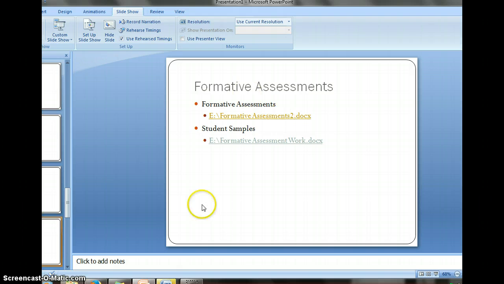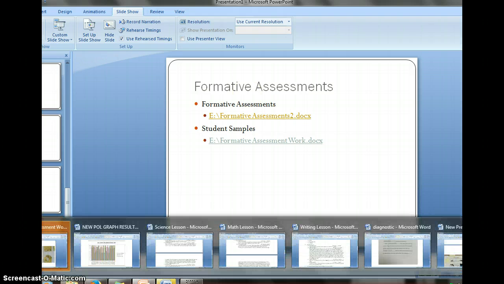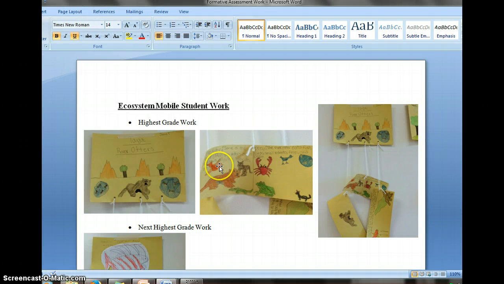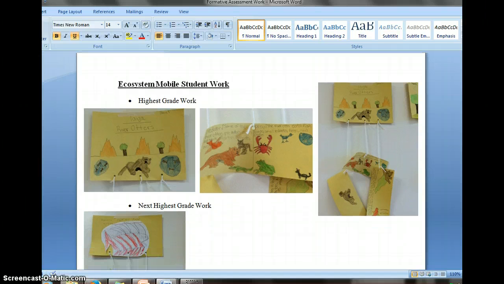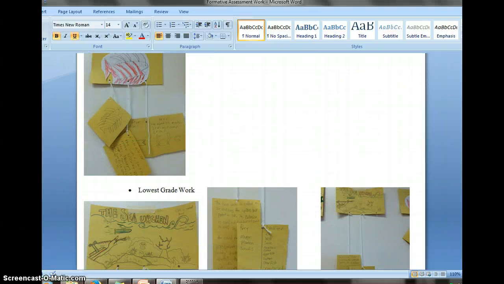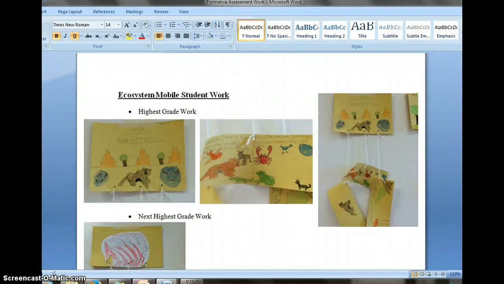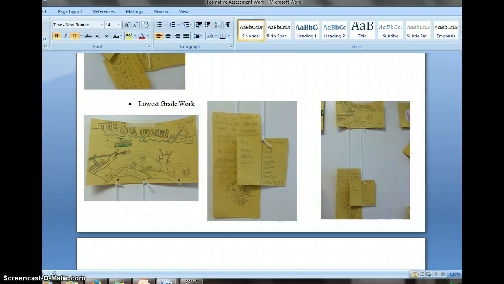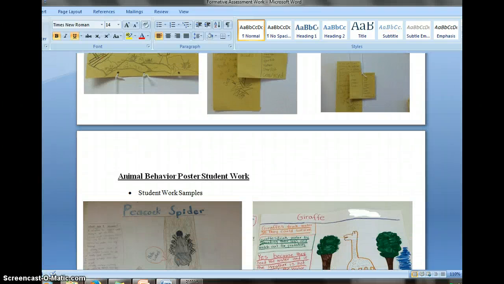For my formative assessments, I did a lot of different things. The students got to make an ecosystem mobile. They got to pick their ecosystem and then pick an animal from that ecosystem and make a little mobile from it. These were two of my highest grades, and then this was my lowest grade.